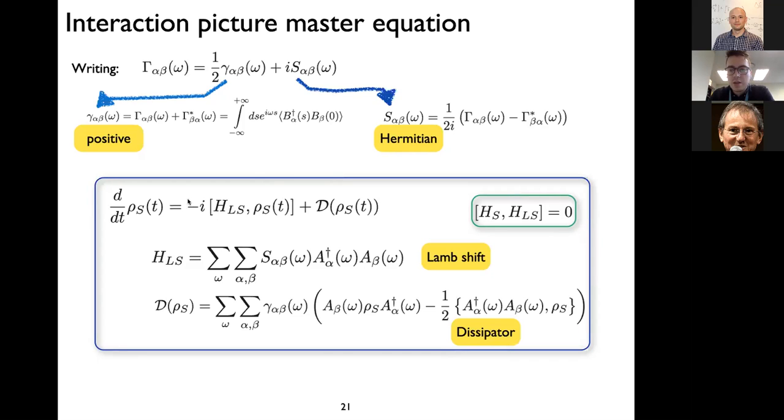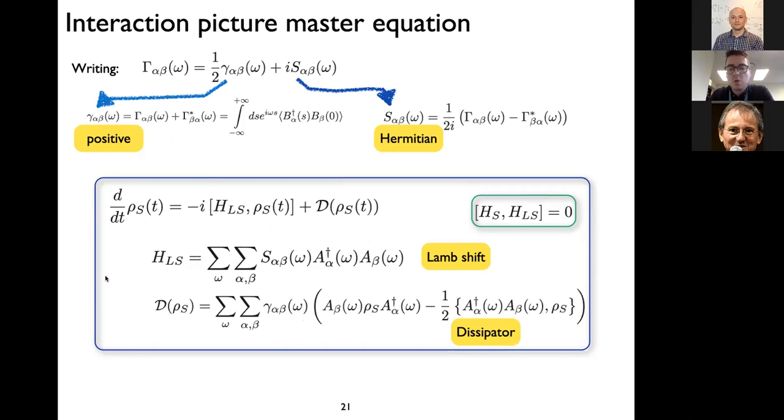This first term, we can see, governs a unitary time evolution since it's in the form of a commutator. And the second term governs a non-unitary time evolution. This is what's called the dissipator, since it usually describes dissipation in our open system. And this dissipator depends on these gamma coefficients. Specifically, the fact that these form the coefficients of a positive semi-definite matrix, and that the other coefficients form a Hermitian matrix, tells us that this master equation is in GKSL form.